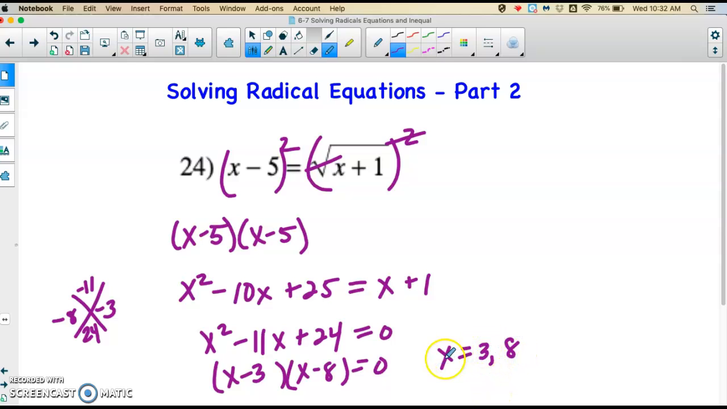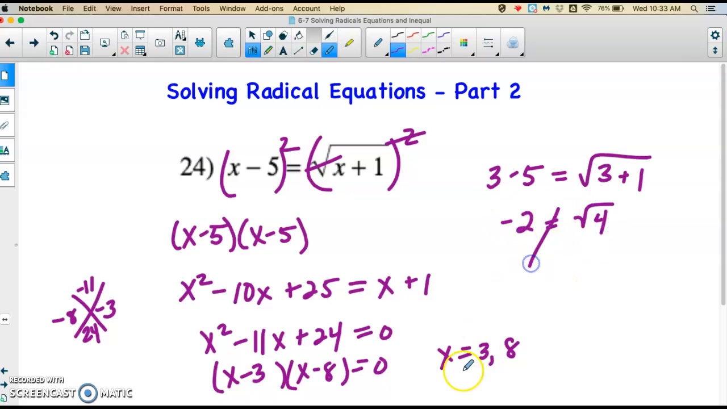Now remember, with these radical equations, well, with all equations, we need to check. So when we plug in 3, what do you notice? We get 3 minus 5 equals the square root of 3 plus 1. Now, when we plug these back in, we want the principal root. The principal root is the positive. So notice we get negative 2 equals the square root of 4. That's not going to work out. We want that principal root. So 3 doesn't work out.